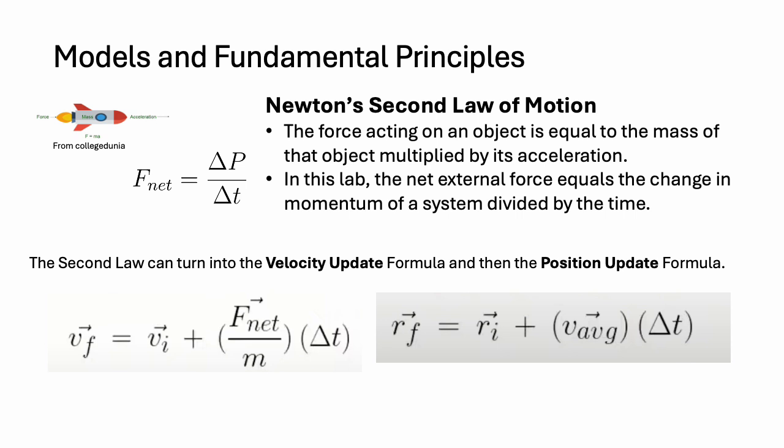For this lab, an important fundamental principle is Newton's second law of motion. It states that the force acting on an object is equal to the mass of that object multiplied by its acceleration. In this lab, the net external force equals the change in the momentum of a system divided by time. This law of motion can also be used to create the velocity update formula and the position update formula, which is important when we code.